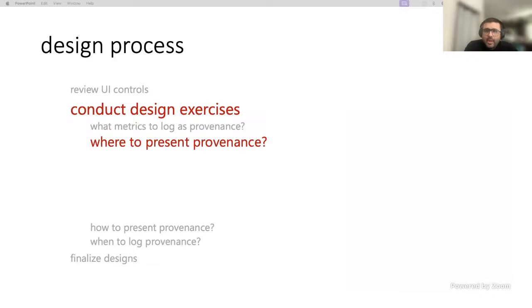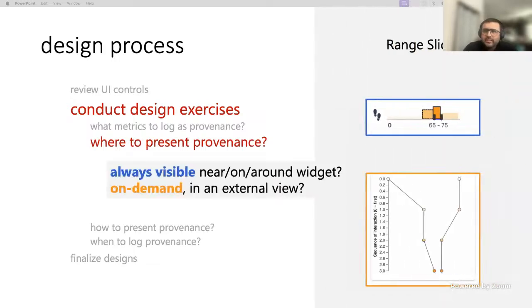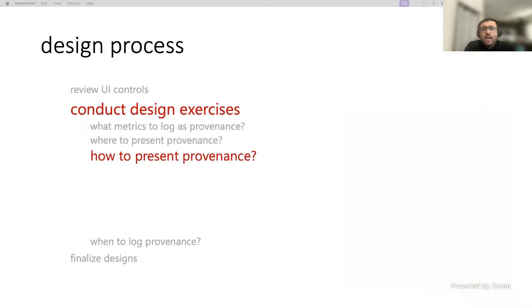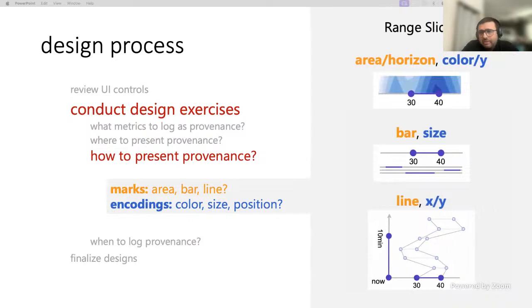Next, in terms of where to present provenance, we considered always visible visual cues that are near, on, or around the widgets, or more on demand, potentially in an external view. Next, in terms of how to present provenance, we sketched different combinations of marks or chart types, such as area, bar, and line, and visual encodings, including color, size, and position.